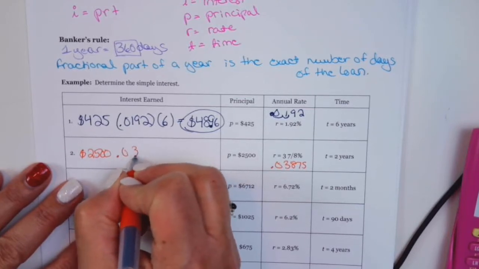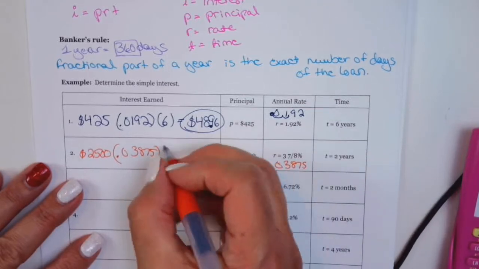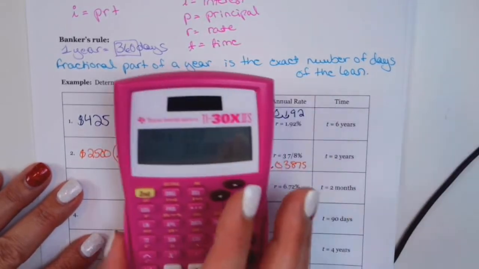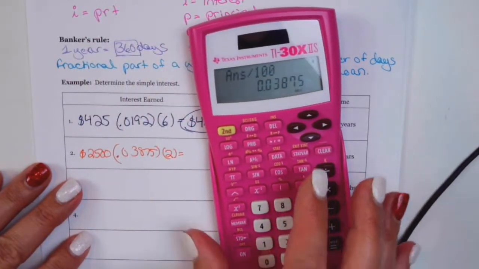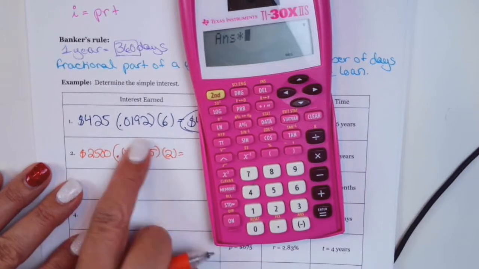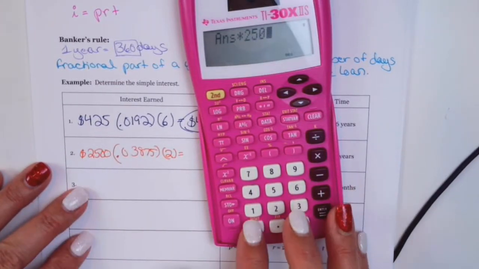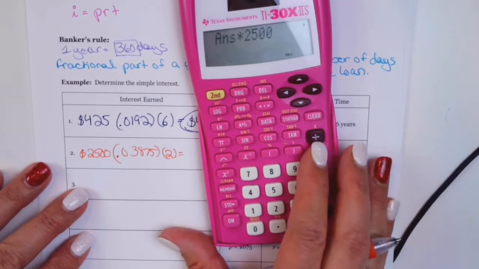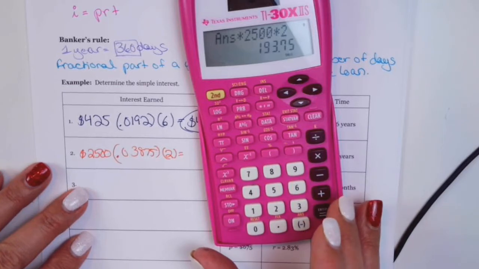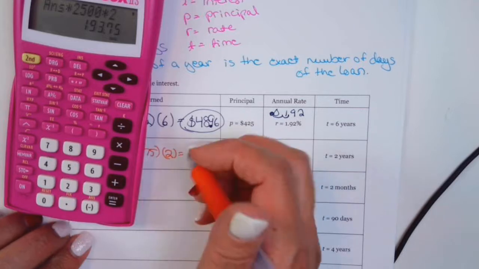So 0.03875 times our years, which is 2. Okay, so let's go ahead and look at this. So I already have that right here. I'm just going to multiply. Since we're only multiplying, the order doesn't matter. So I'm going to use that same rate so that I don't make a mistake again. And then multiply by 2,500 times 2, and I get $193.75.